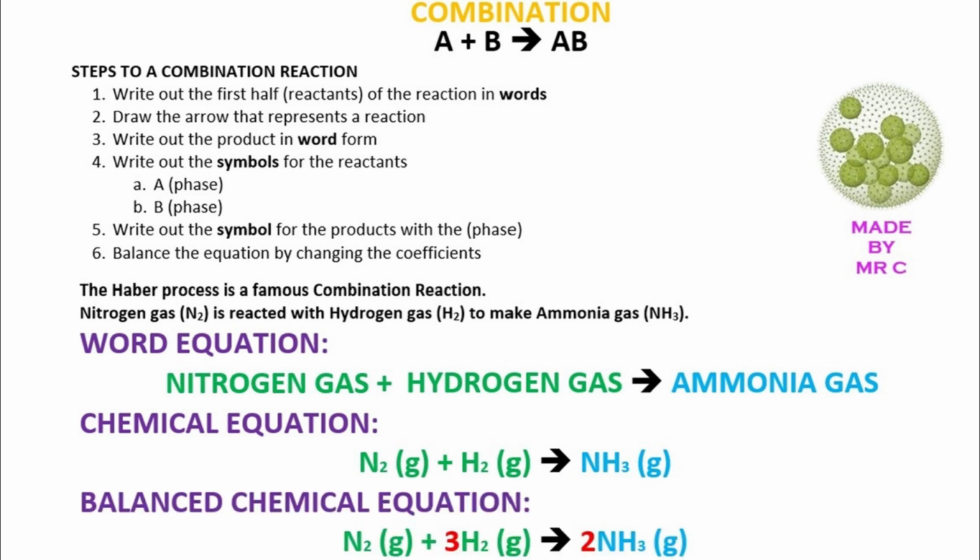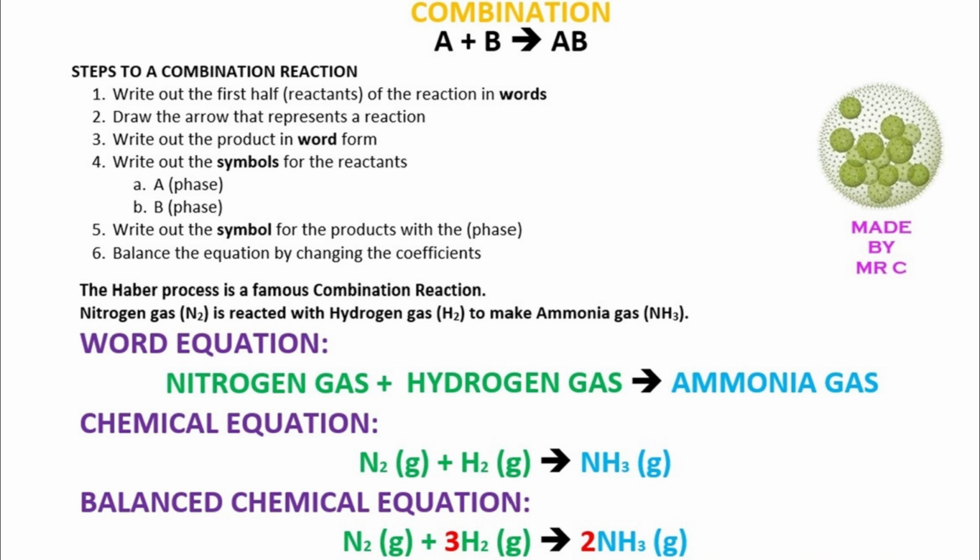To balance the equation, all we can do is change the coefficients. So if we look at the products here, we've got NH3. So hydrogens obviously come in 3s, but in the reactants they come in 2s. So if we put a 3 in front of the H2 and a 2 in front of the NH3, then we end up with 6 hydrogens on each side.